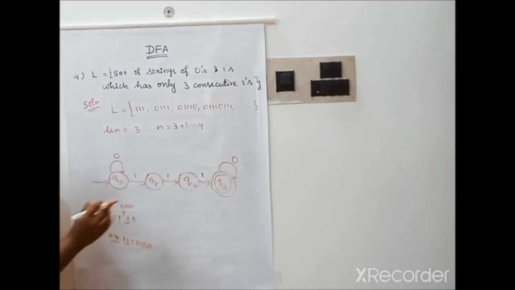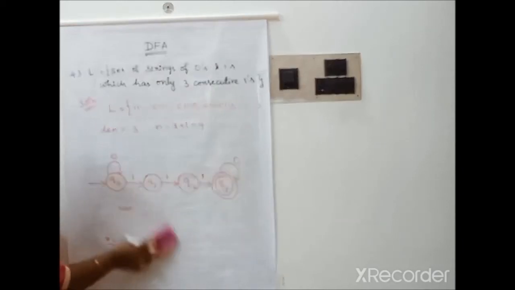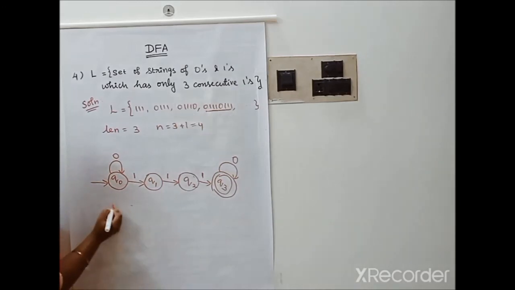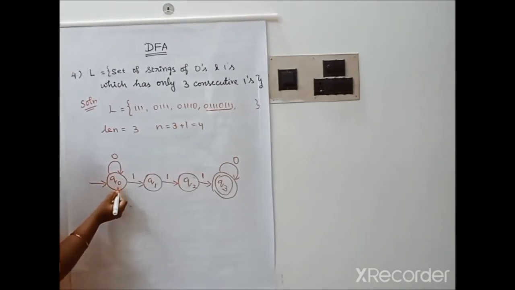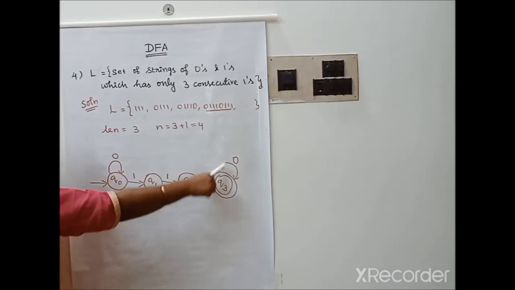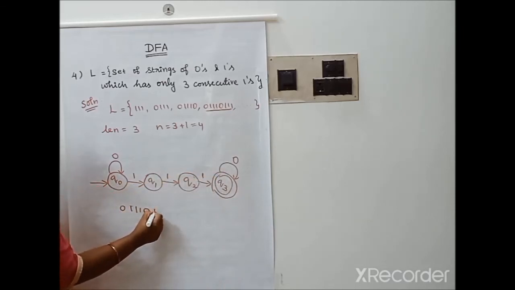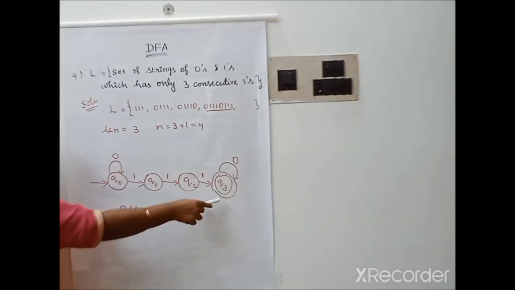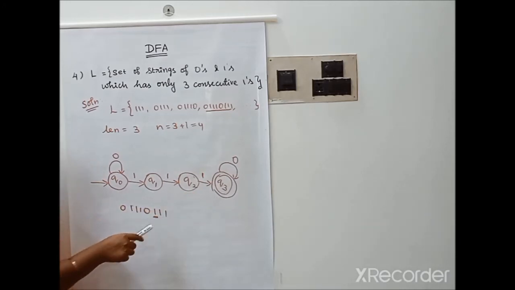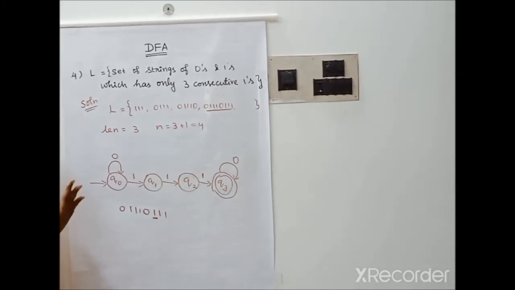Suppose this is one case. Another case, if you take this string 0111 0111. So first 0, it will be in the state Q0. For first 111 it reaches the state Q3. Next it reads the input symbol 0. Therefore it remains in the same state Q3. Next it will read the character 1, where it needs to move. So from Q3 it needs to make the transition for the input symbol 1. But it should read 3 ones. At the end of 3 ones it should reach the final state.